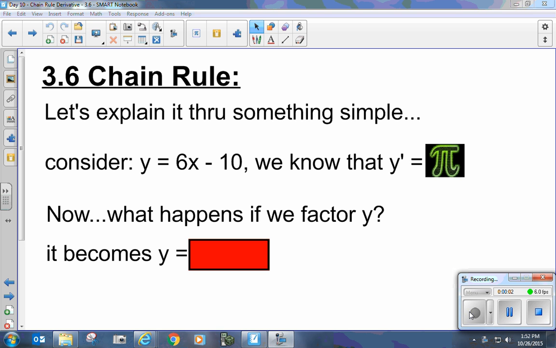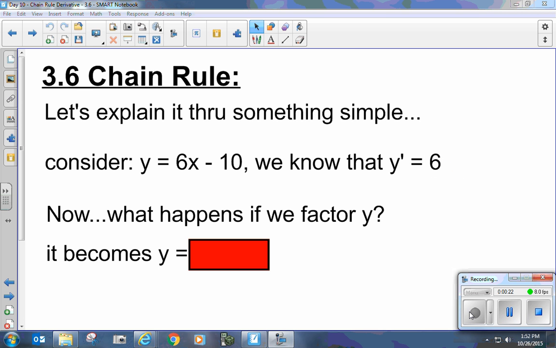The chain rule. Okay, let's explain it through something simple. Consider y equals 6x minus 10. We know that y prime would equal what in that situation? What's the derivative? 6. It should be 6.